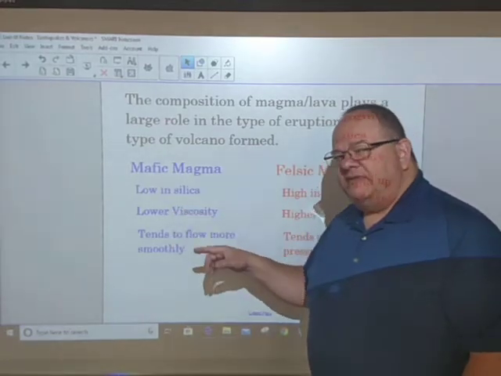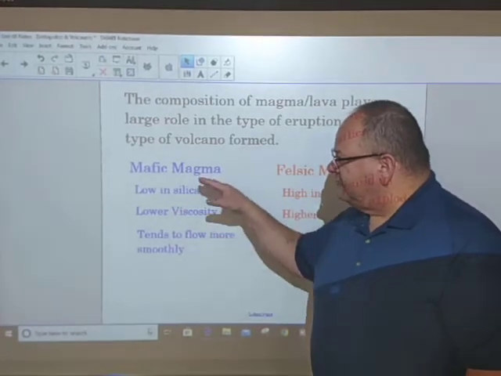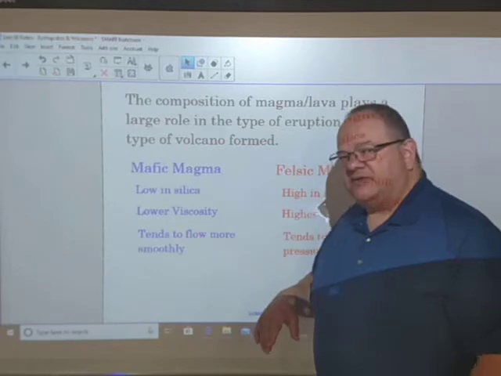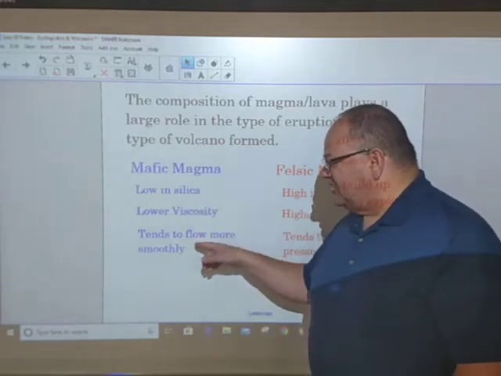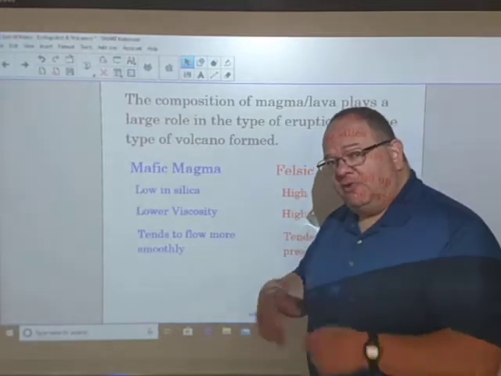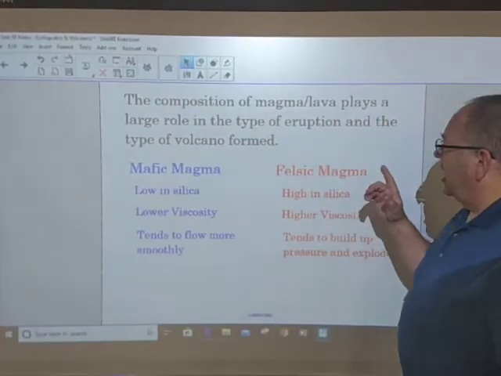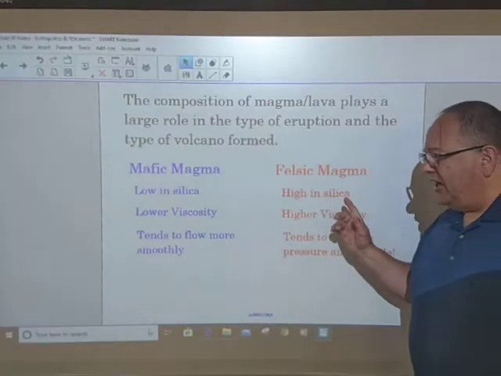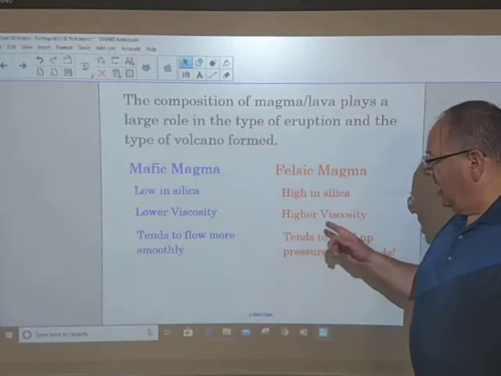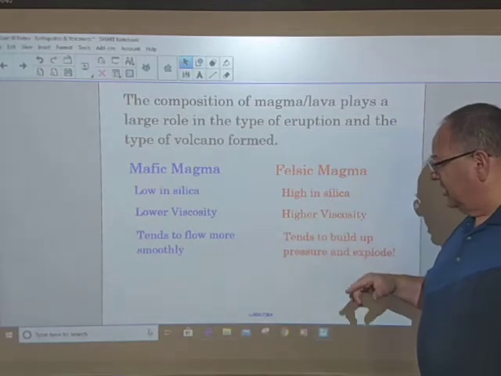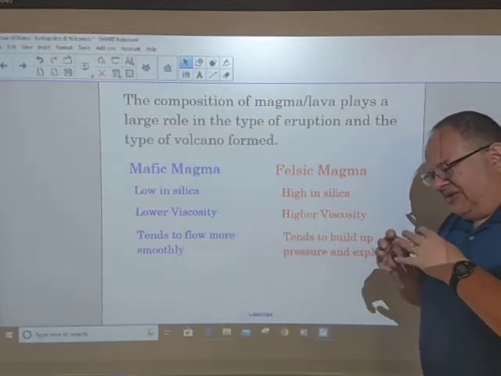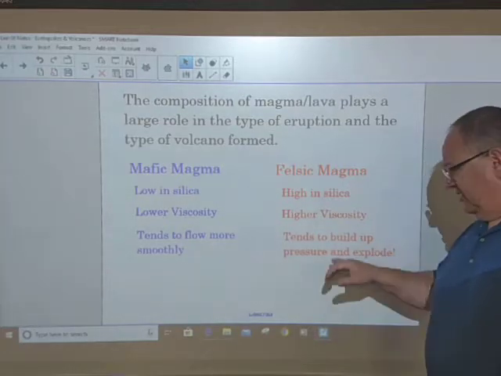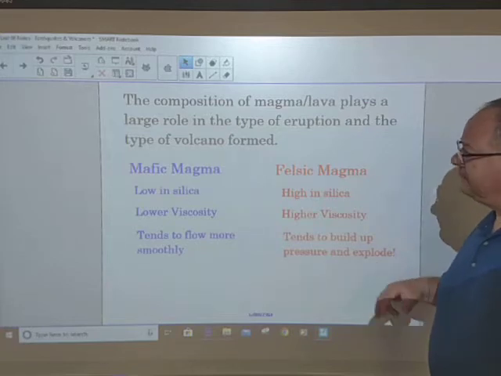It's lower in viscosity. If it's mafic magma, it's lower in viscosity. I'm going to have you look at viscosity in just a bit, but what it means is it flows more smoothly, more easily. Felsic magma is higher in silica. It's got a higher viscosity, which means it doesn't flow as easily, and so it's going to tend to build up pressure and sometimes be explosive.